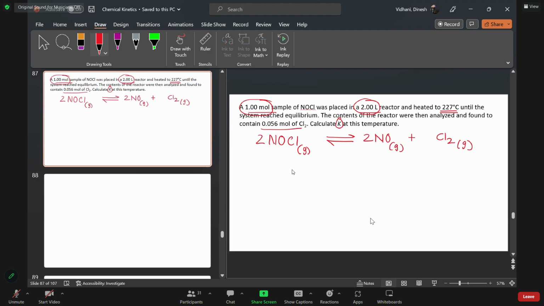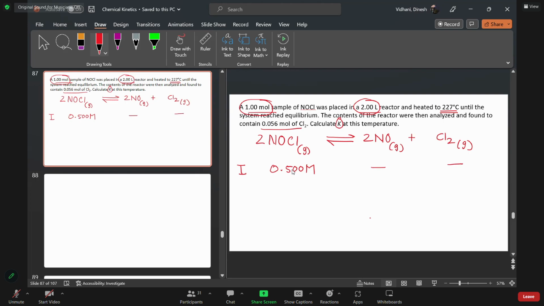So now think about it. Just give me a second, guys. Okay. Now think about it. My initial concentration of NaOCl is given to me. That one is 0.5 molar. That's given to me. But when I just started my reaction, was there any NO or Cl2 in the reaction? No, there was no, because I just started it, right? There was no NO or Cl2. So I'll put it as dashes, right?